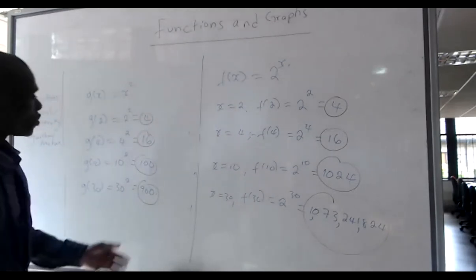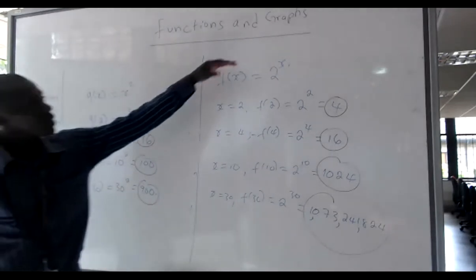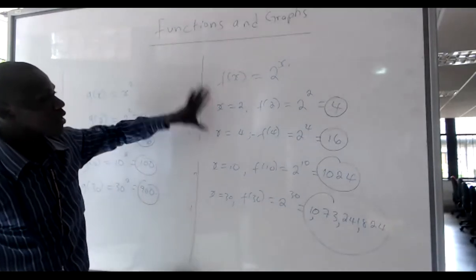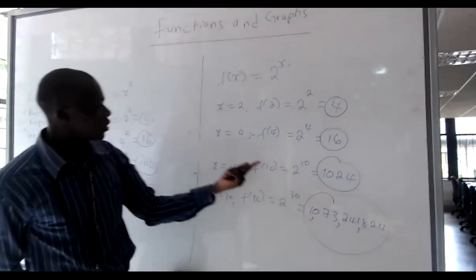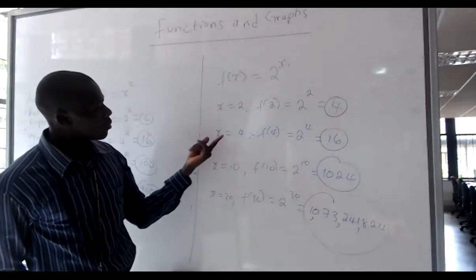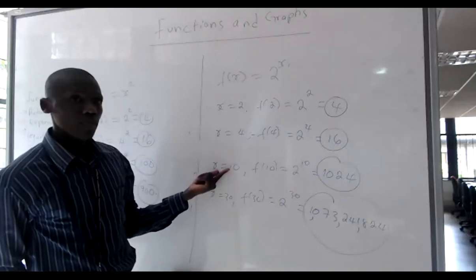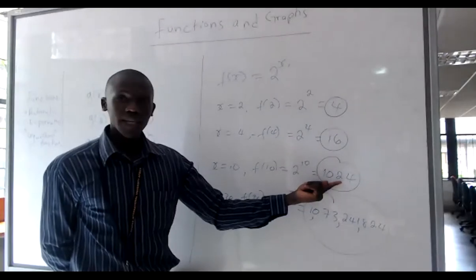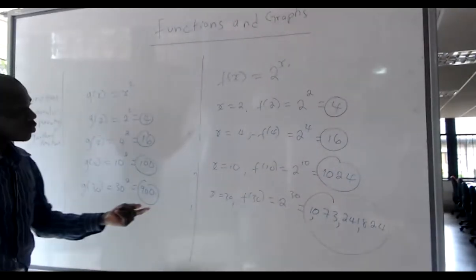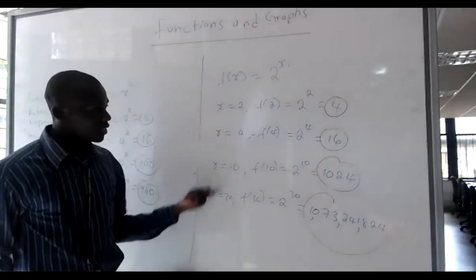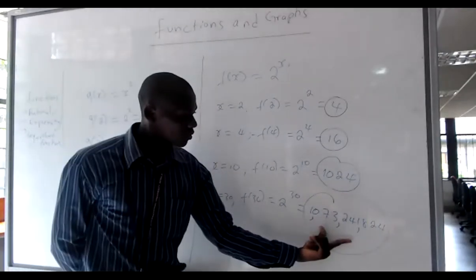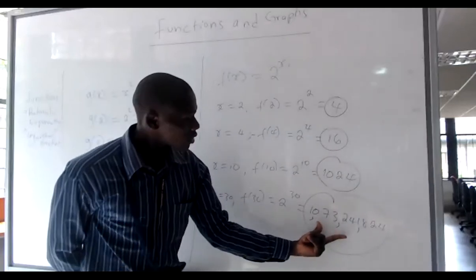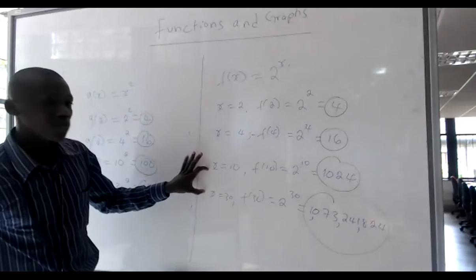Okay, so you realize that when dealing with exponential functions, any slight change in the argument leads to a very big change in the output. So for example, when we change from x is 4 to x is 10, we move from 16 to 1024. That's a difference of 1008, okay? And then when we move from 10 to 30, just a difference of 20 gives you this big difference. It's actually a difference in millions, just a difference of 20.